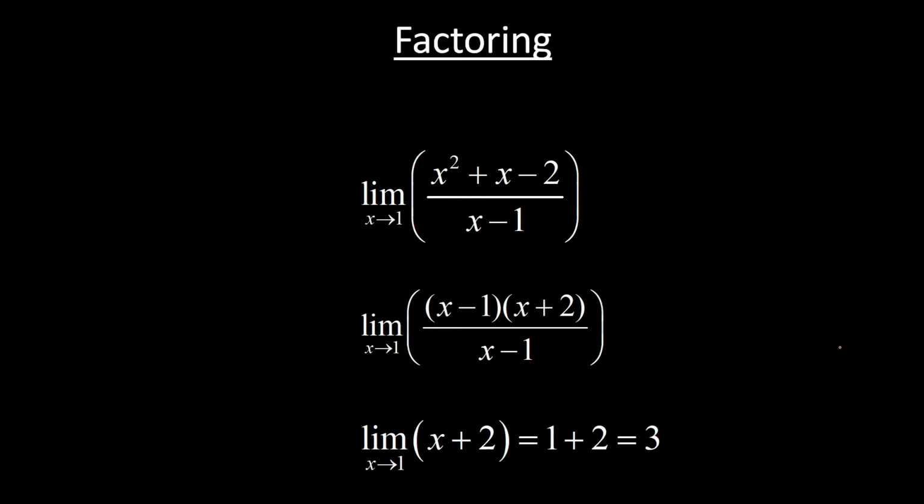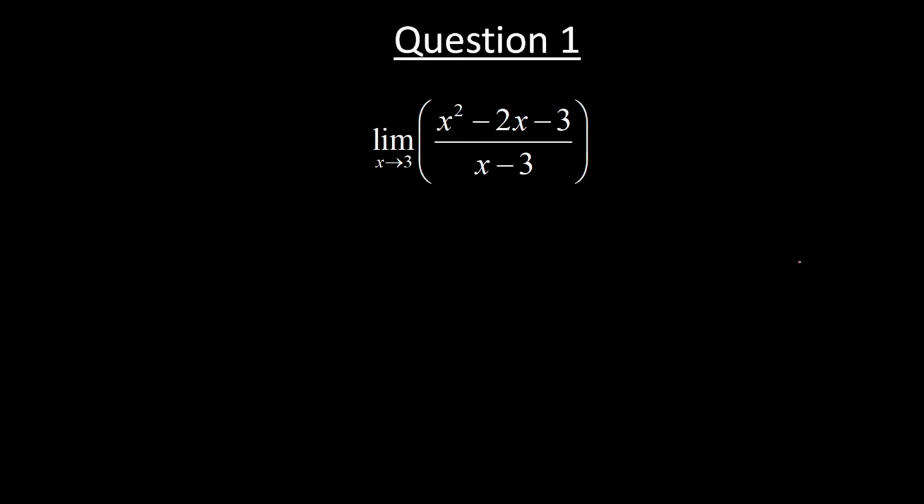So before, we got 0 divided by 0 when we plugged 1 in. But by factoring the numerator and canceling out some terms here, we find this limit is actually 3. So check this out for the first lecture question here. What is this limit?